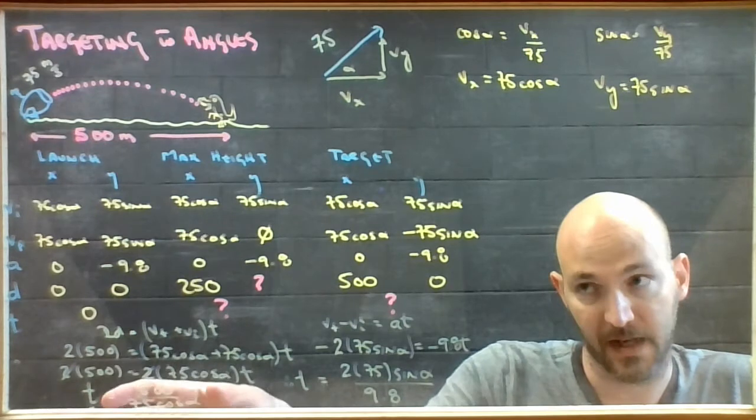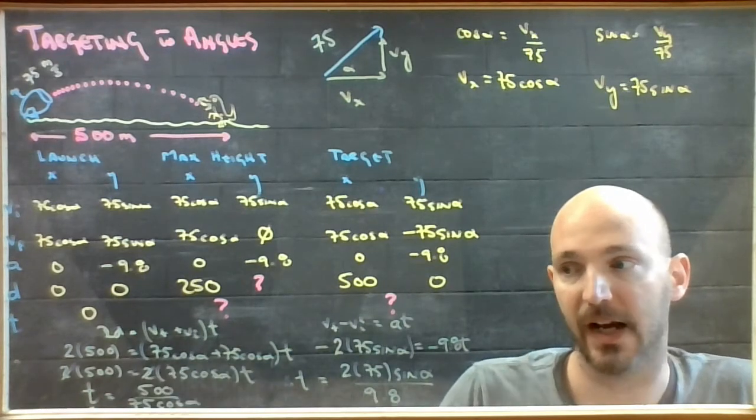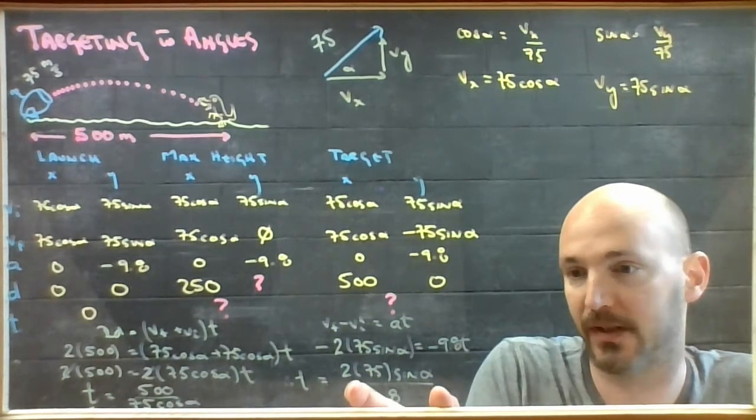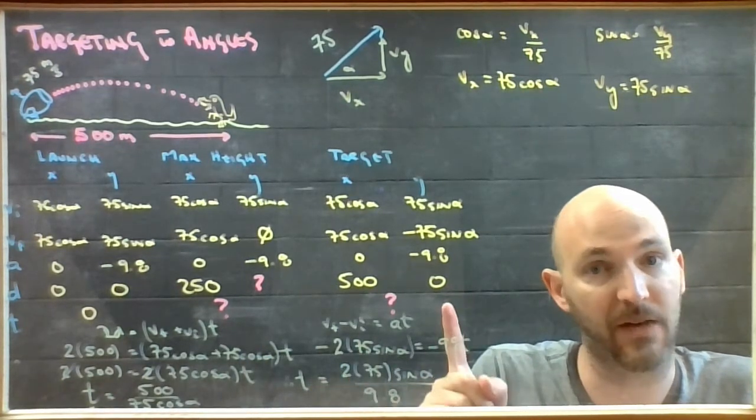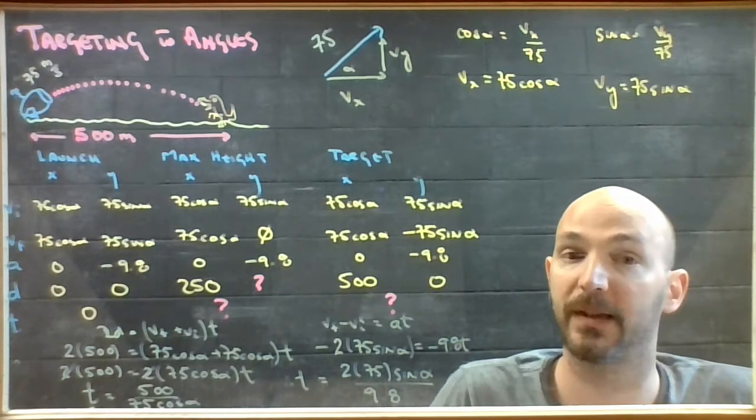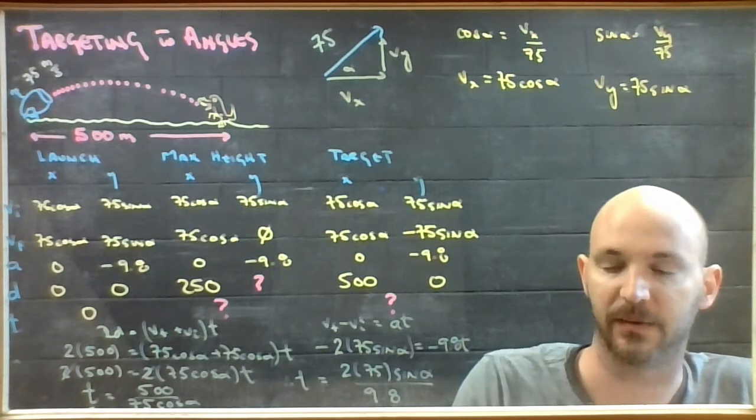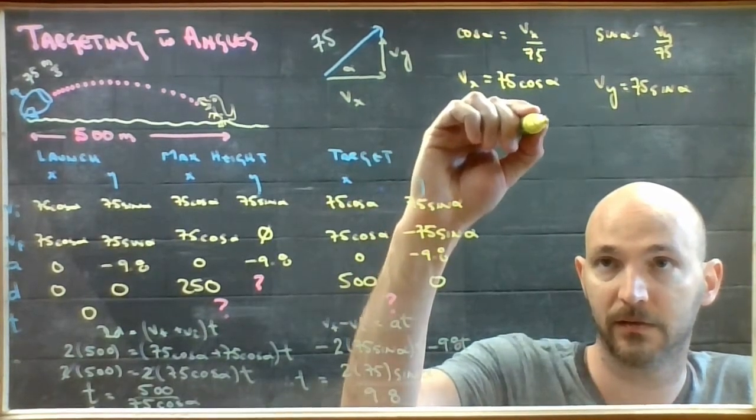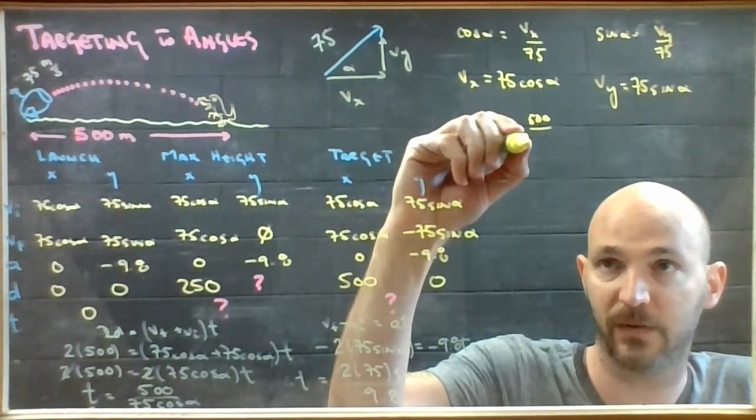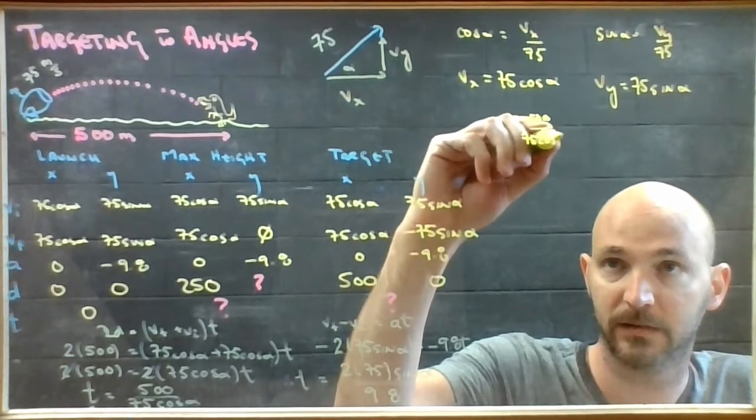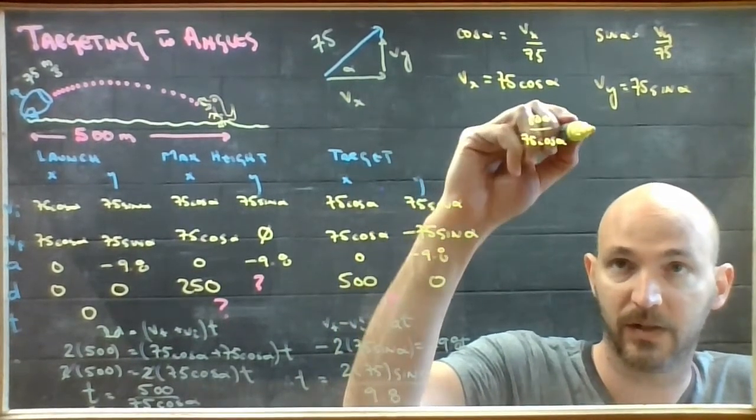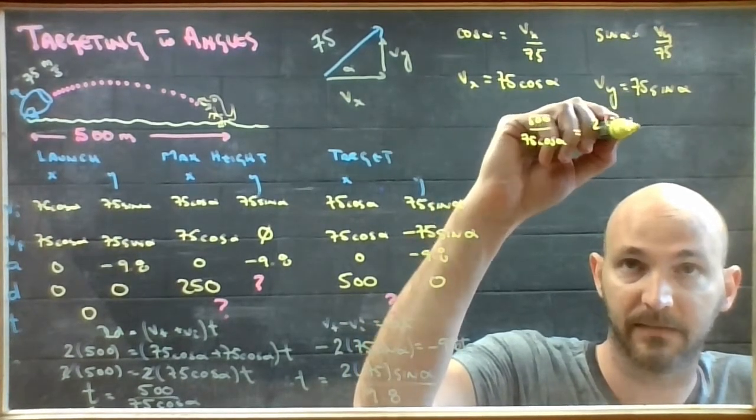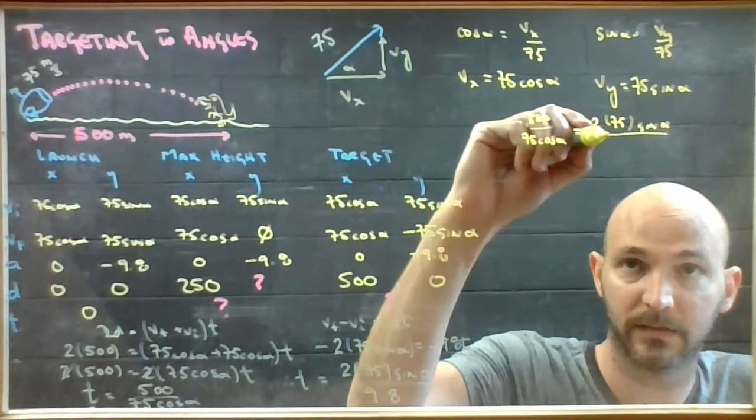So since this time and this time have to match each other, I can set this expression containing a cos alpha equal to this expression containing a sine alpha. So I'll only have one variable left to work with, and hopefully that will let me solve it. So I'm going to switch to yellow then. 500 over 75 cos alpha equals 2 75 sine alpha over 9.8.